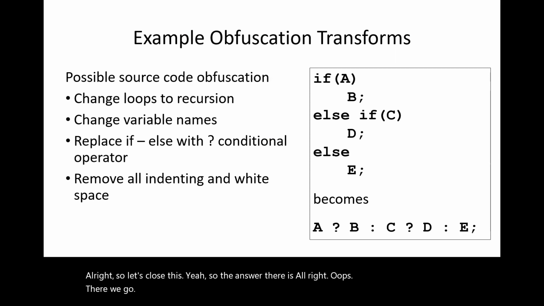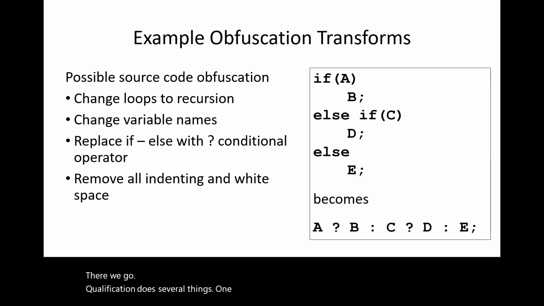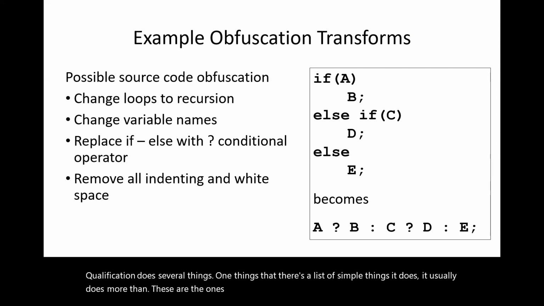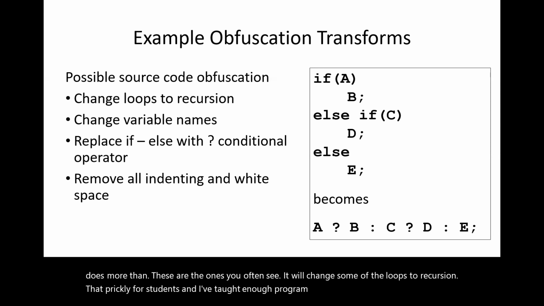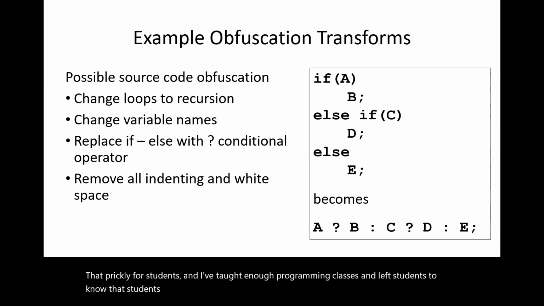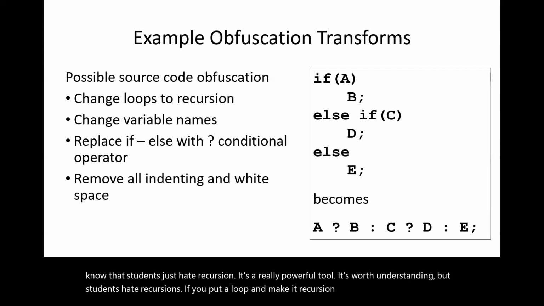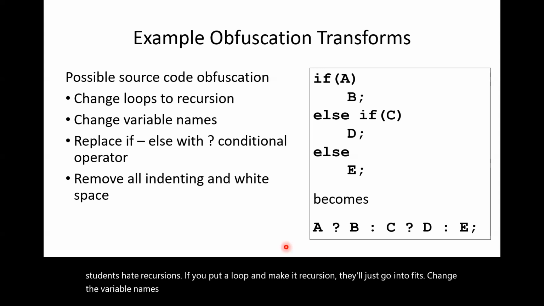Obfuscation does several things. There's a list of simple things it does. It usually does more than these, but these are the ones you often see. It will change some of the loops to recursion. I've taught enough programming classes to know that students just hate recursion. It's a really powerful tool, and it's worth understanding, but if you turn a loop into recursion, they'll just go into fits. It will also change the variable names and replace if then else with conditional operators.